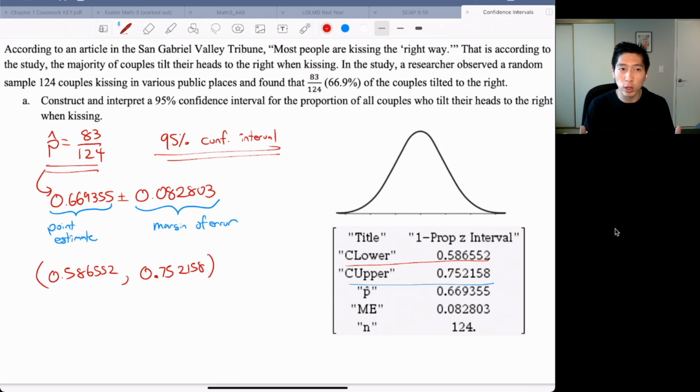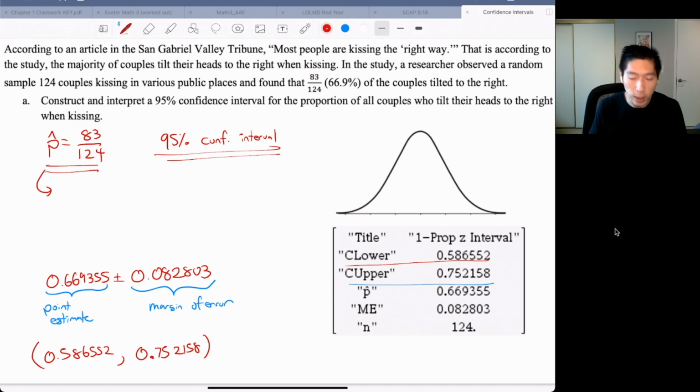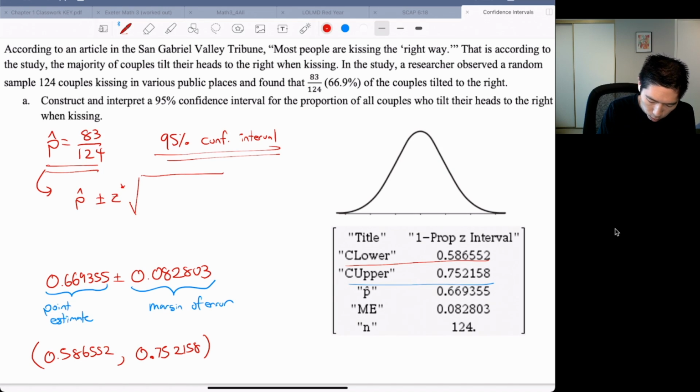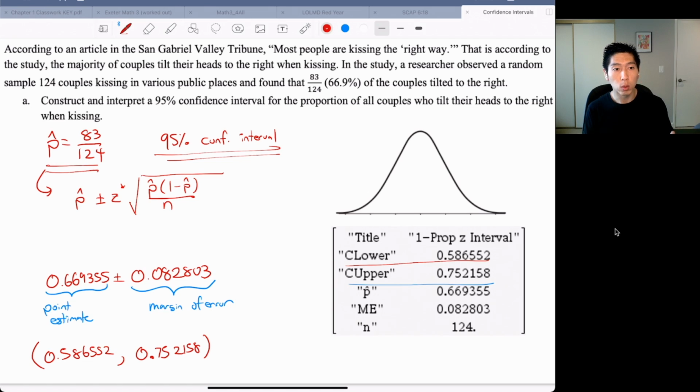So I do expect you guys to also incorporate the critical value, which this doesn't give us. If you run the formula, it was p hat plus or minus the critical value times the square root of p hat (1 minus p hat) over n. We know what p hat is, we know what n is, we don't know what the critical value z star is.